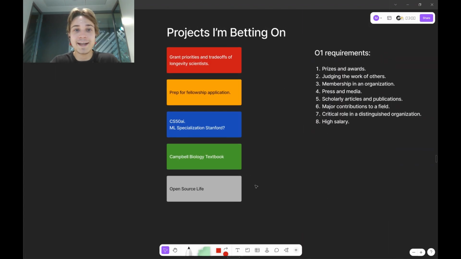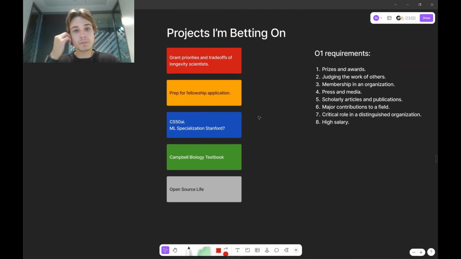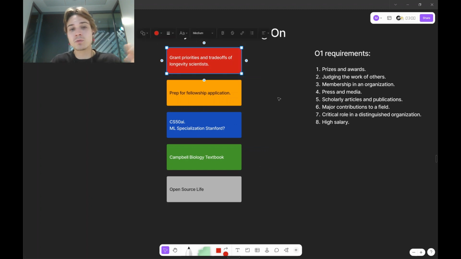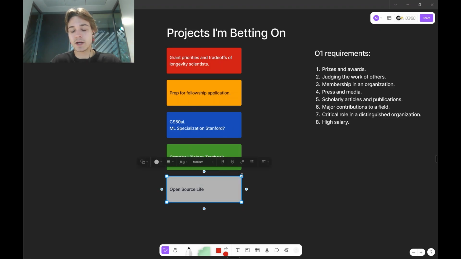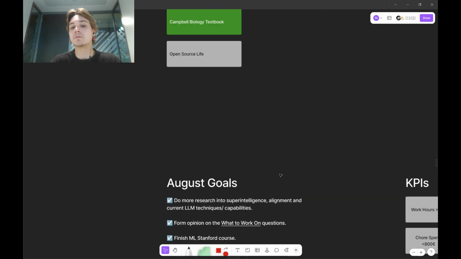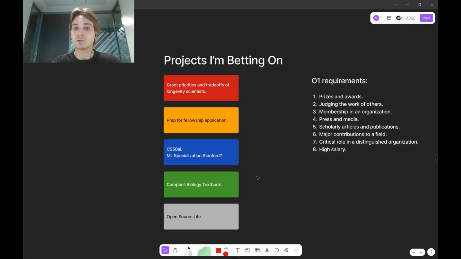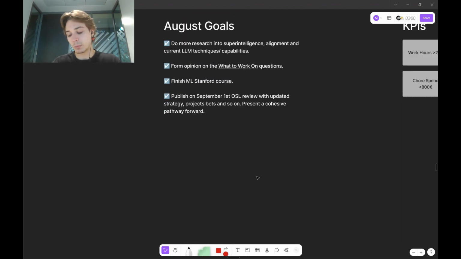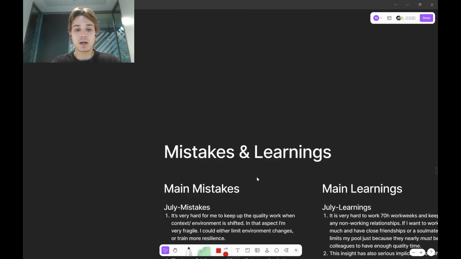Hopefully not. So projects I'm betting on, that would change a lot. Probably not, still prepping for fellowships would not really change. So doing the machine learning specialization at Stanford probably will not change because I still need to do that. I probably would not learn more biology and longevity. I'm not sure what would happen to my thesis, so that's something I have to think on. And open source life would still stay true. So this is something I want to clarify more on September 1st as I get more clarity.